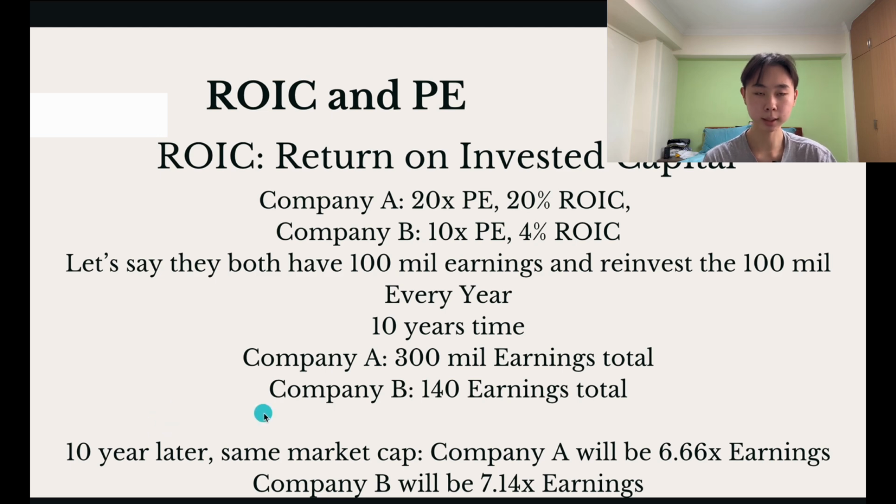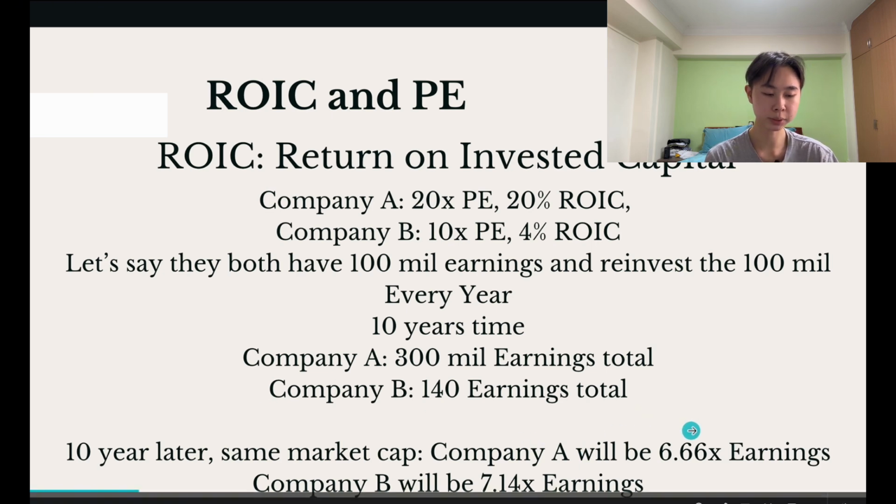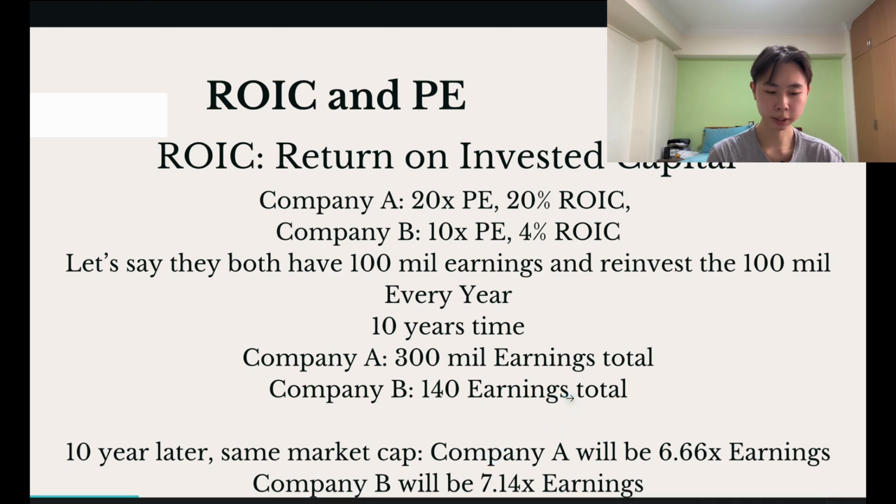So 10 years later, assuming they have the same market cap as they had 10 years ago, for example, company A will have a $2 billion market cap, whereas company B has a $1 billion market cap. Then as you can see, company A will have a 6.66 price to earnings, whereas company B will have a 7.14 price to earnings. So in the long run, if you want your companies to basically compound in returns, you want to find companies with high ROIC, even though they look artificially more expensive now.